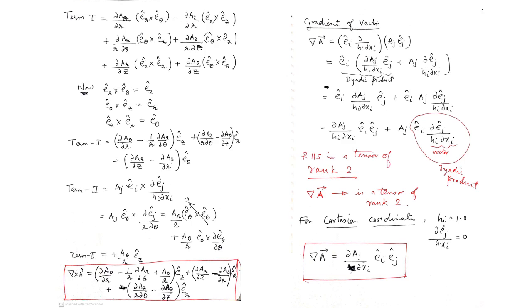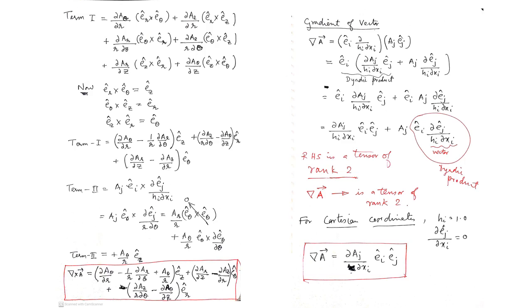The first term is directly a dyadic product, ei cap ej cap, and even the second one, because the partial derivative, as I said, of a unit vector with respect to any coordinate direction is itself a vector. So again you can view it as a vector in this expression, and again a dyadic product there. So it means that the RHS is a tensor of rank 2.